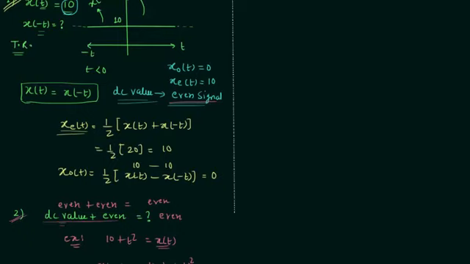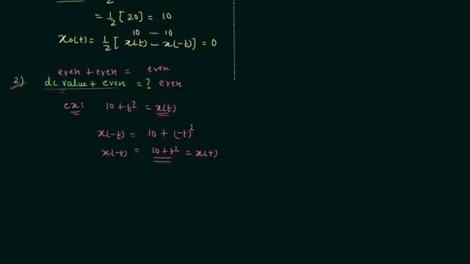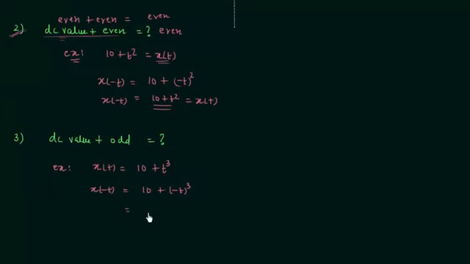Now we will move to the third property. In the third property, we will add an odd signal to a DC value. We will add an odd signal to a DC value, and we will again take one example to understand the outcome. Let's say signal xt is equal to 10 plus t raised to power 3, and we will perform the time reversal. So we have 10 plus minus t raised to power 3, and we already know minus t raised to power 3 is equal to minus t cube. So we have 10 minus t cube.